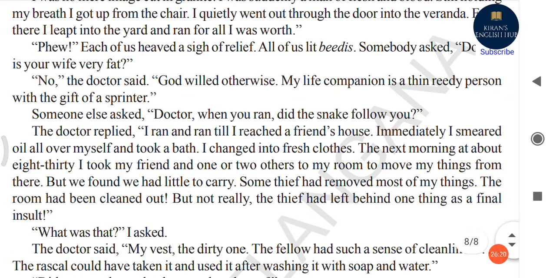So someone asked, doctor, when you ran, did the snake follow you? The doctor replied, I ran and ran till I reached a friend's house. Immediately I smeared oil all over myself and took a bath. I changed into fresh clothes. The next morning, at about 8:30, I took my friend and one or two others to my room to move my things from there. So when the other person asked, doctor, did the snake follow you? The doctor replied, I don't know, Baba. How can I turn back and see whether the snake was there?